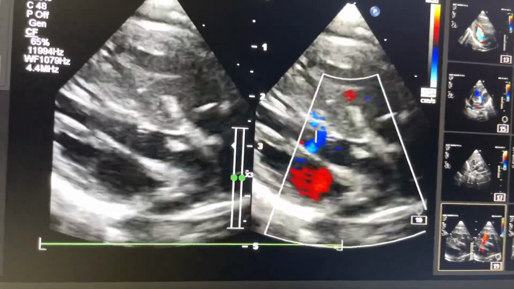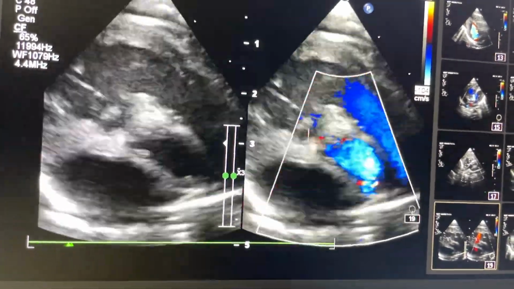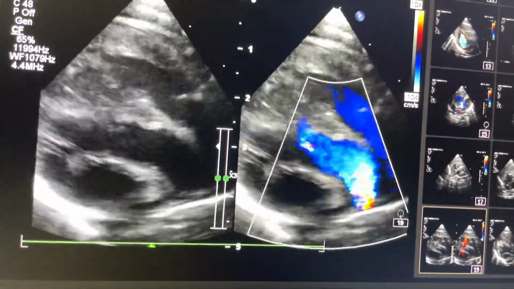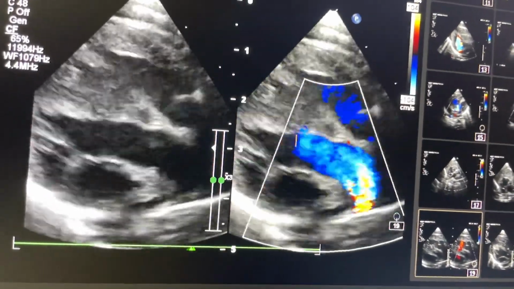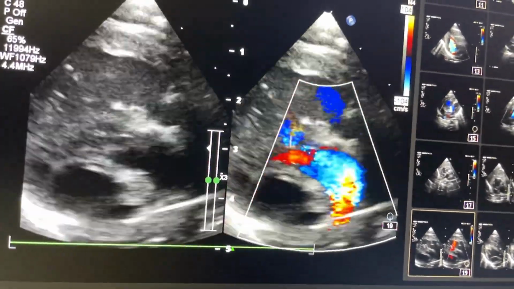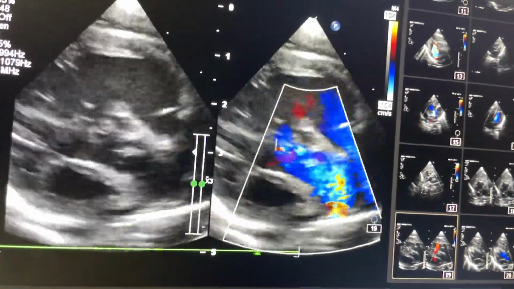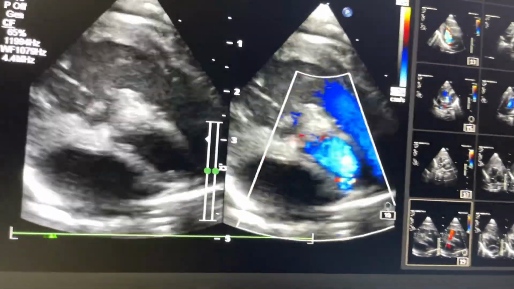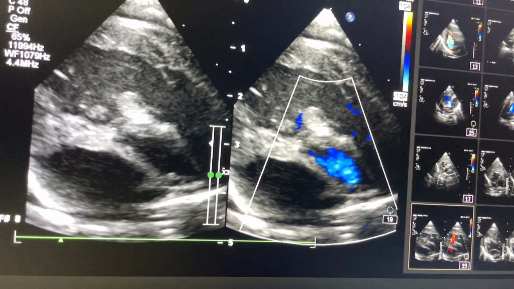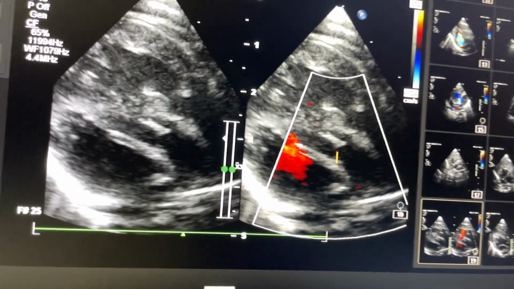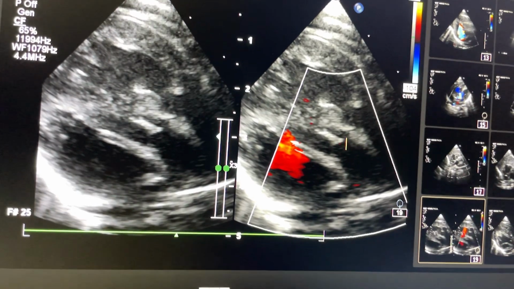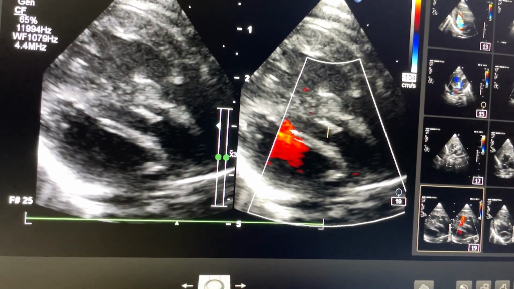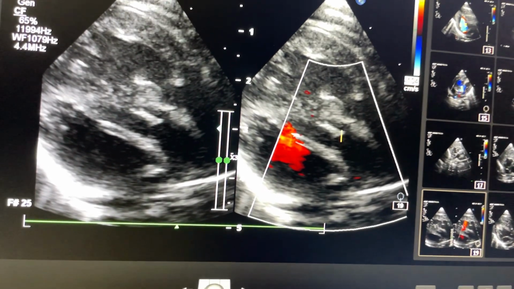So this is D-transposition of great arteries. Parallel arrangement must be seen in the initial part, that is the clue. Whenever you are confused, you have to see whether aorta and pulmonary artery in the beginning part, initial part, are parallel or not. One point I have always said: if pulmonary artery arises from left ventricle, it immediately goes posteriorly. But in case of aorta coming from left ventricle, it will go anteriorly initially.